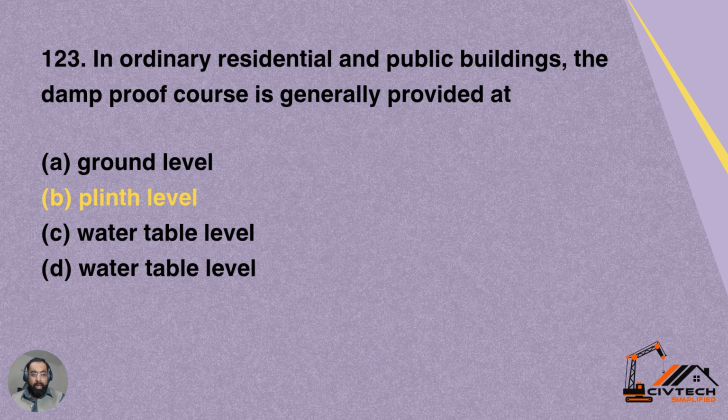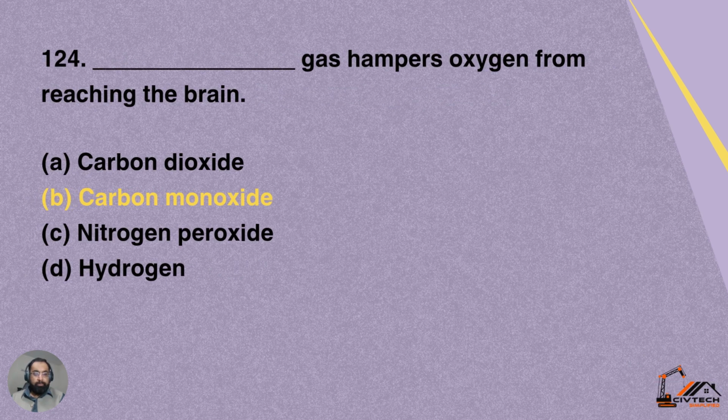123. In ordinary residential and public buildings, the damp-proof course is generally provided at. So what is the location where damp-proof course is provided in residential or public buildings? Option A, ground level. Option B, plinth level. Option C, water table level. Option D is water table height. So option B is correct, which is plinth level. DPC is always provided at plinth level in the residential and public buildings.